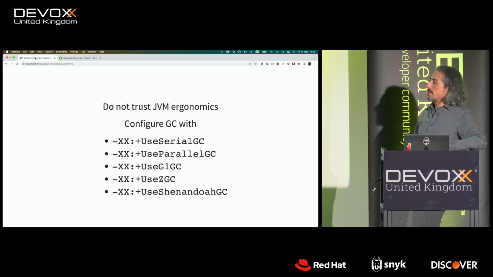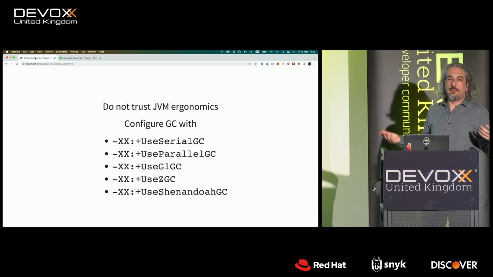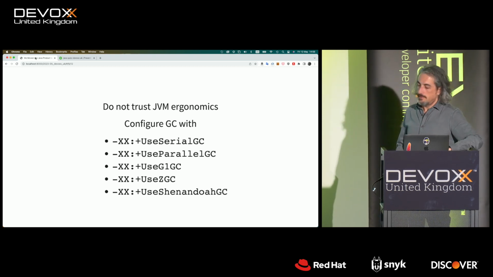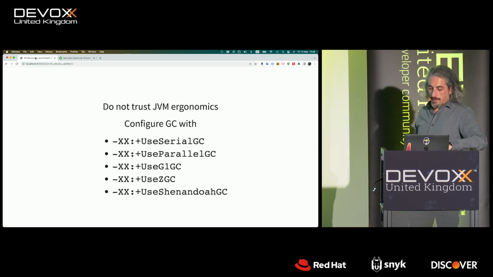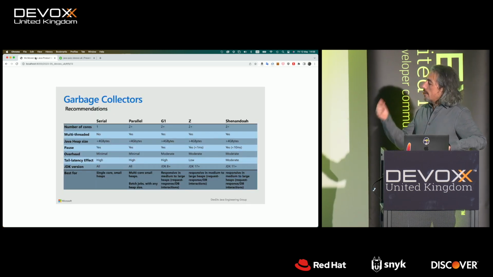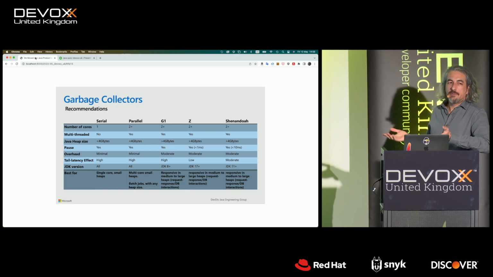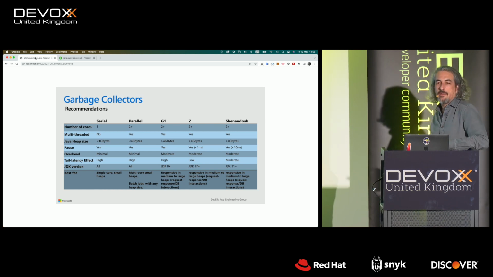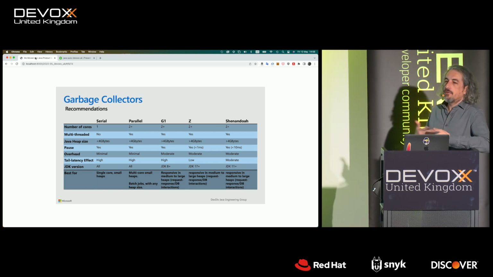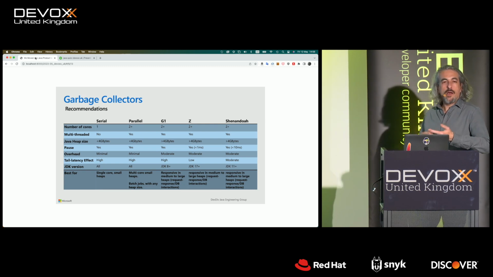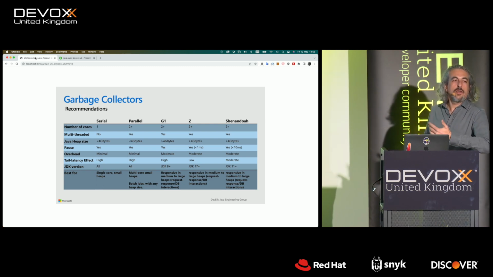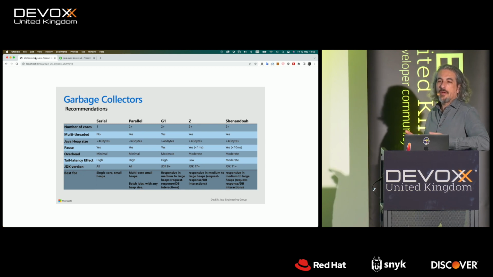So again, do not trust the JVM ergonomics, and you can configure the garbage collector explicitly to the one you want, in any case. Serial, parallel, G1, whatever. I put this slide here from Microsoft Azure on the recommendations. There are people that agree with this, and people that say different things, but it gives you an idea of when it's good to have one or another. Obviously, it's always going to be up to your specific use case.